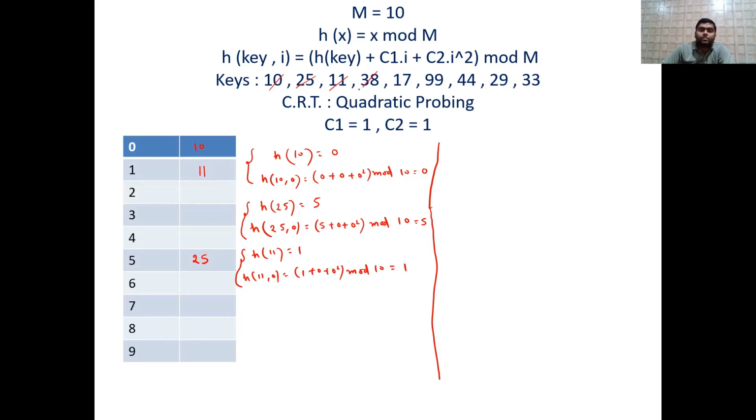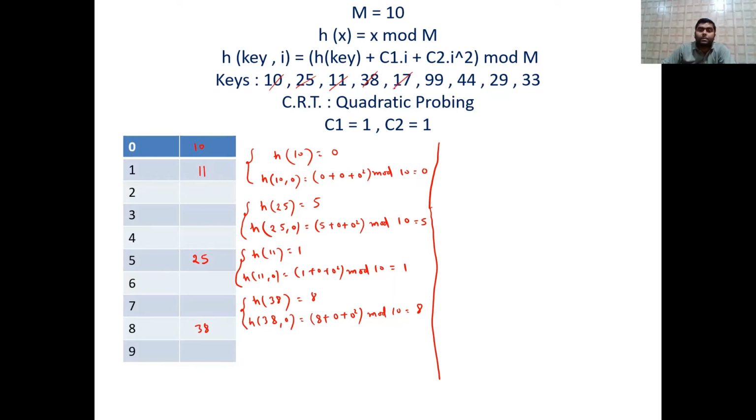Now 38. 38 will be stored at 8, in the 0th probe, in the first attempt. There is no collision. So h of 38, observe carefully, is 8, and h of 38 comma 0 returns 38. h of 38 is already calculated, it is 8. So 8 plus probe number 0 and 0 square, and mod of 10. This will give you 8 as the answer. At location 8 space is available, so 38 will be stored at 8.